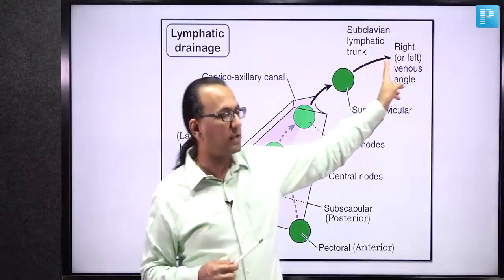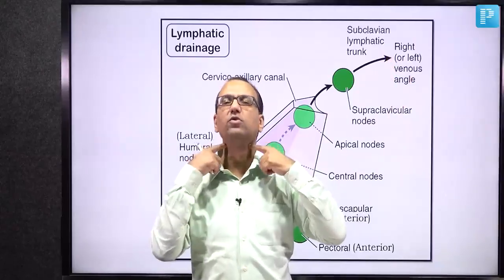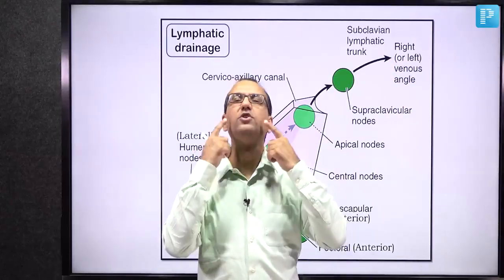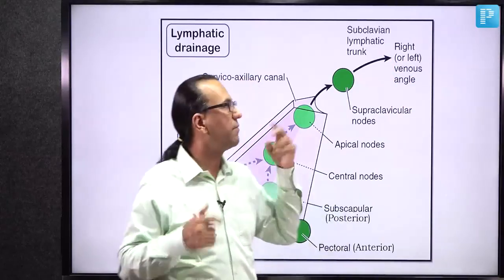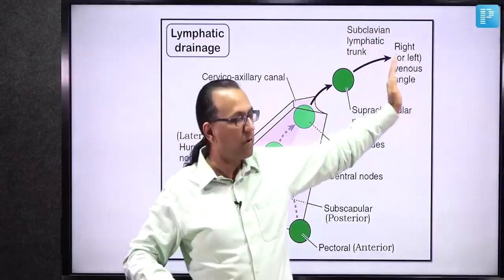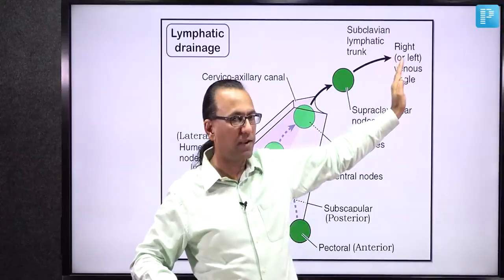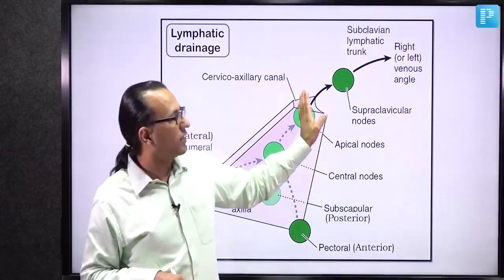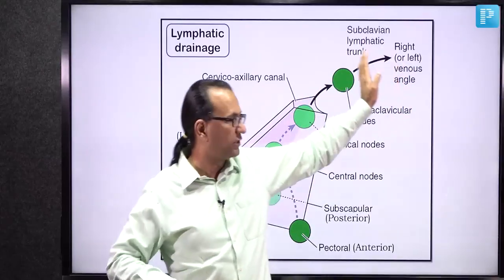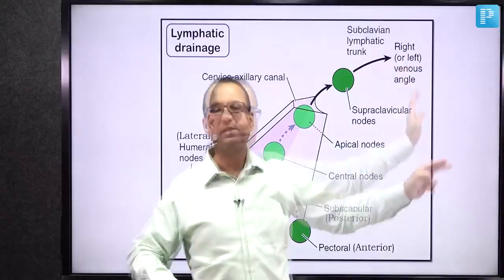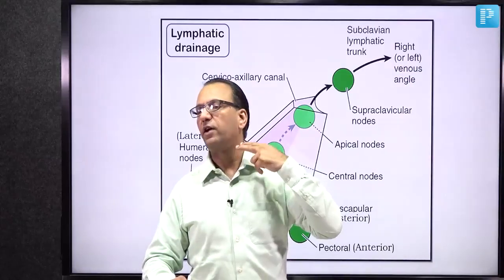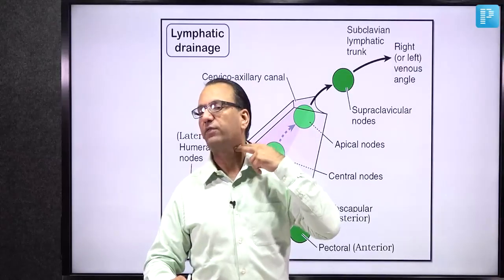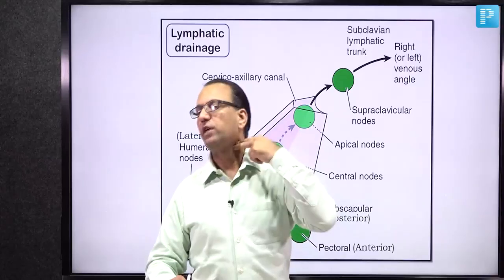Now, this right lymphatic duct or the thoracic duct will drain into the venous angle, which is called the jugulo-subclavian venous angle, the meeting point of the subclavian vein and the internal jugular vein, where you have the formation of brachiocephalic vein. So, right lymphatic duct will drain to right venous angle, which is right jugulo-subclavian venous angle, whereas the left thoracic duct will drain into the left venous angle, which is left jugulo-subclavian venous angle.